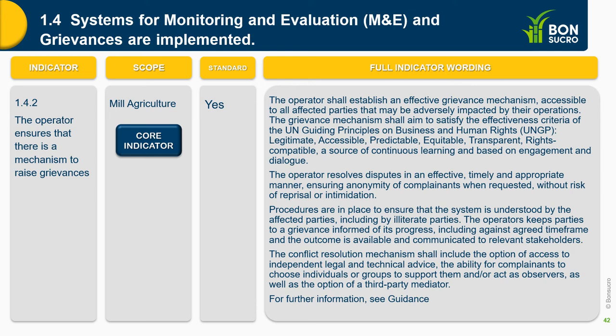grievance. Ensuring anonymity is important, to ensure that there is anonymous complaint when requested, without risk of reprisal or intimidation. It's important to be clear that procedures are in place to ensure that the system is understood by the affected parties, including by illiterate parties, and that the operator keeps parties to a grievance informed of its progress, including against the agreed time frame, and the outcome is available and communicated to relevant stakeholders.